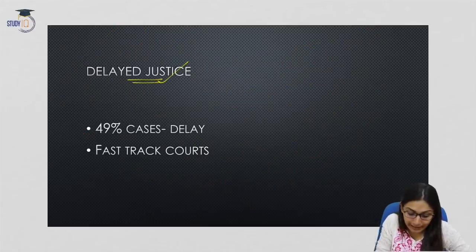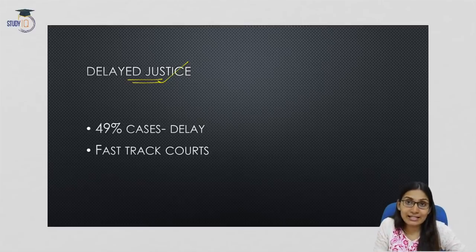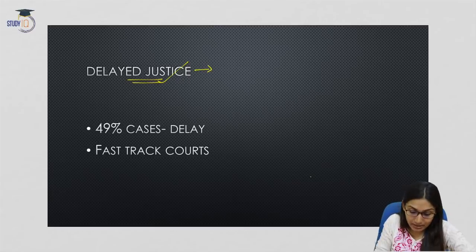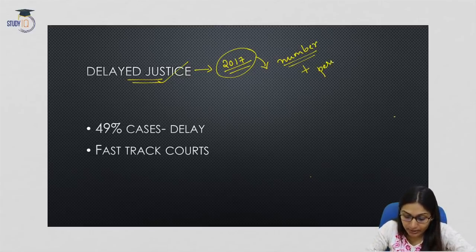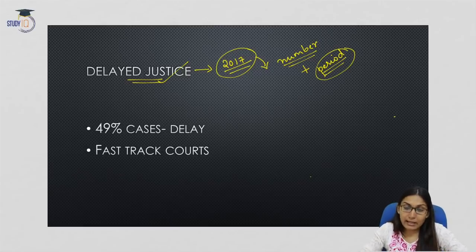Next one, let us come to delayed justice. We have seen that for the first time they have introduced even the period of pendency. Not only pendency of cases, but also the period of pendency has been introduced. So let us see what it is. In the latest report, that is the crime report of 2017, the National Crime Records Bureau has reported the number of cases that are pending, and apart from that, it has also recorded the period of pendency, that is for how long the cases were pending. So the number plus the period of pendency is reported.